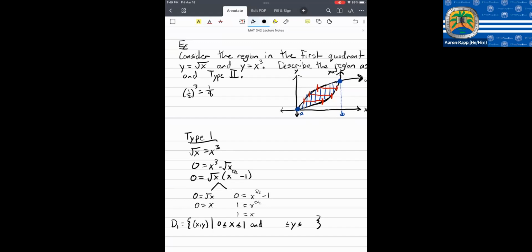Okay, where I'm going along this x-axis, which of these two curves is making my lower y values? X cubed, right? That's always going to be the bottom boundary for any of my y values. What is the upper boundary for any of my y values? Square root of x. So my y values are always going to be greater than x cubed, that lower bound, and they're always going to be less than my upper bound, which was square root of x.